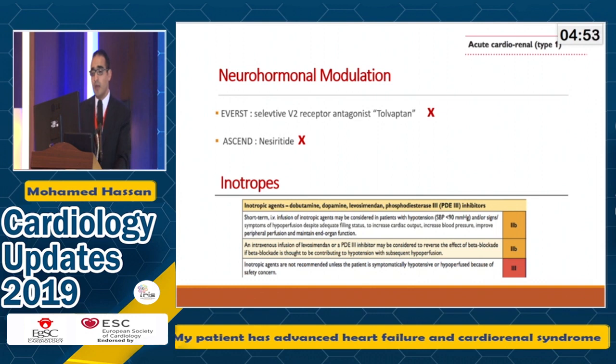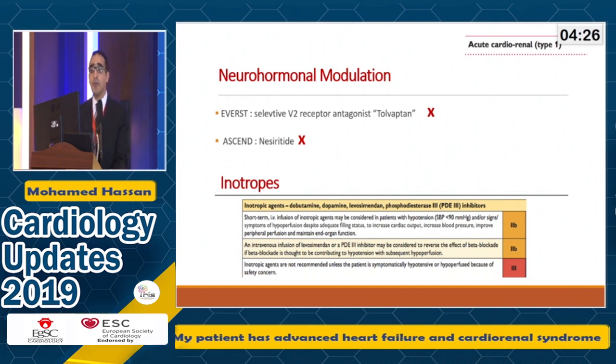Also, we know that the use of inotropes is associated with increased mortality and increased risk of arrhythmia. So we can use inotropes only if there is evidence of hypoperfusion and no response to diuresis with low blood pressure. At that time, you can introduce inotropes and vasopressors, because they are associated with increased mortality in heart failure patients and acute heart failure patients.